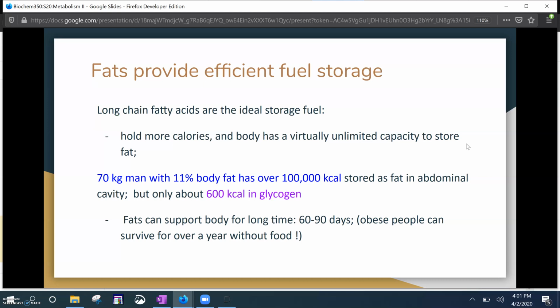So these long-chain fatty acids are the ideal way to store fuel for the body. It holds more calories, and the body has an unlimited capacity to store fat, as we all know, right? So it's very easy to gain weight, a little harder to lose it. A 70-kilogram man with about 11% body fat, which is probably pretty low, has over 100,000 kcals stored as fat, but only about 600 kcals stored as glycogen. And the body can support life for a long time, 60 to 90 days without food.